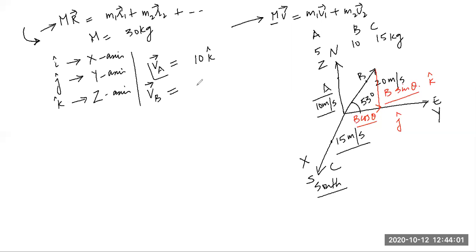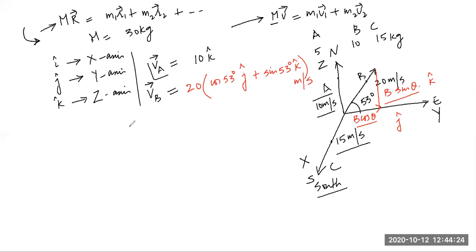What will be the VB vector? See, it will be 20 into, 20 cos 53 degree J cap plus 20 sin 53 degree K cap. Once you know this numerical, you can do so many other numericals, meter per second.